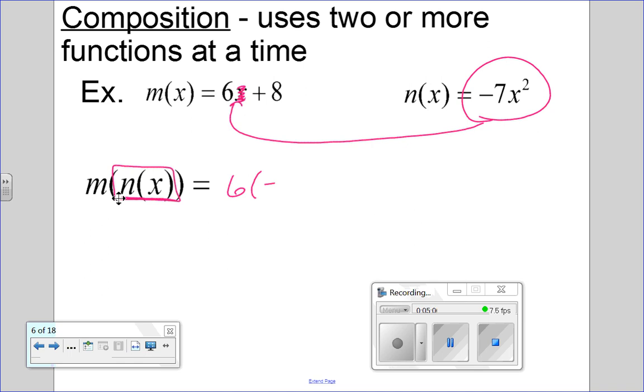Sometimes this will need us to distribute or even FOIL. Sometimes we'll just have to simplify, but that's how you do it. You pick up equation n, function n, and you put it inside function m in place of x. Can you visualize that in your mind, how that works? Pick it up, put it here, and now we simplify. So it's just negative 42 x squared plus 8.